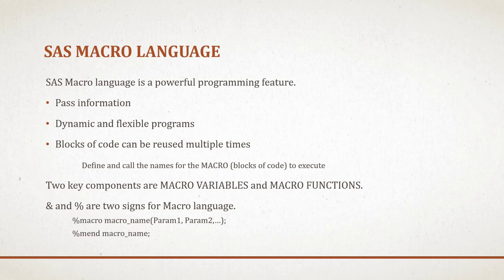The two key components are macro variables and macro functions. The ampersand and the percentage are two signs for macro language. The percentage sign is often used with macro functions, and the ampersand is often used with macro variables. The %macro statement begins the block of code to define the macro, and the %mend statement ends it. You will also define a name for the macro following the same rules as variables. You can also specify parameters in parentheses to be used during the macro as needed.